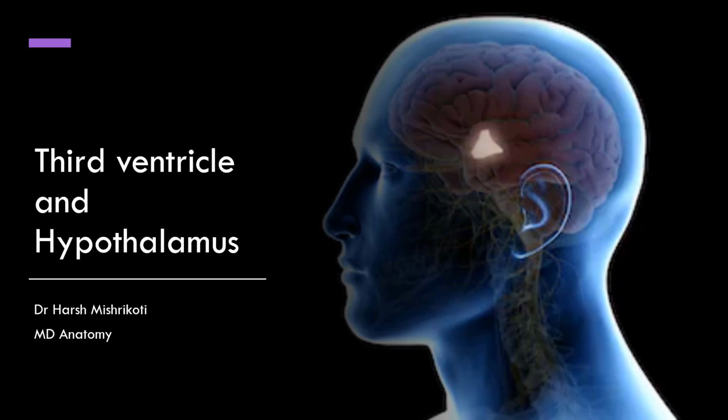Ventricles of the brain are cavities inside the central nervous system filled with cerebrospinal fluid. The third ventricle is almost like a vertical slit. It is sandwiched between the diencephalon on either side. In the lower part of the diencephalon, that is below the thalamus, lies the hypothalamus.